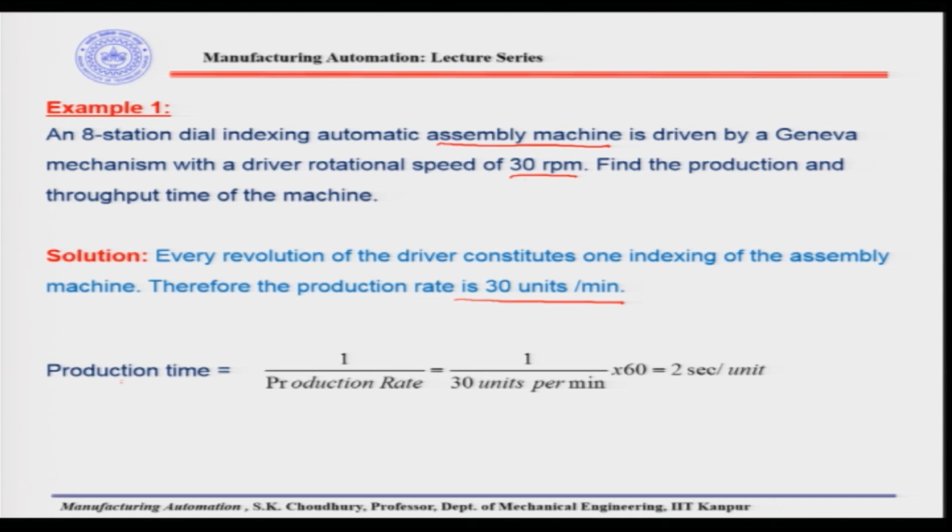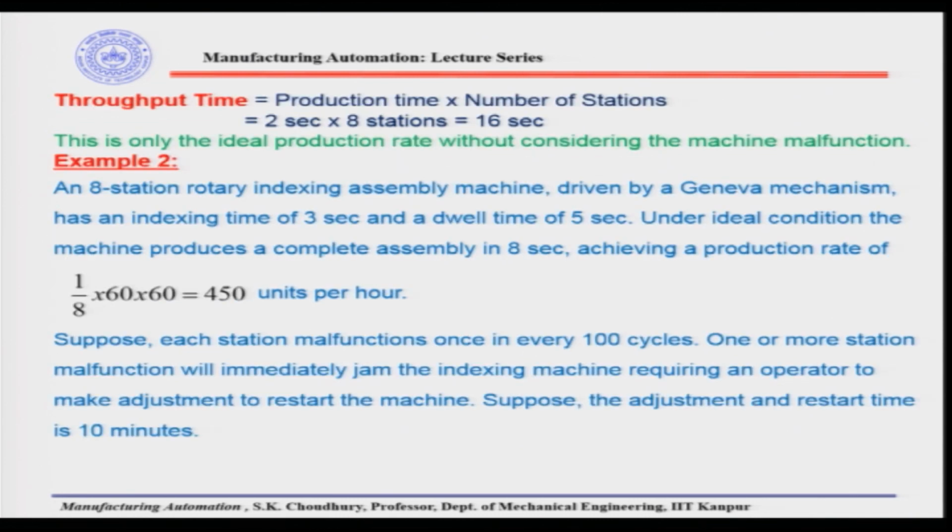Once we know that, production time will be 1 divided by the production rate, and the production rate is 30 units per minute. So, it will be 1 upon 30 minutes per unit, and if you want to calculate in seconds, multiply by 60, that will be 2 seconds per unit. So, this will be the production time. Okay. What is the throughput time?